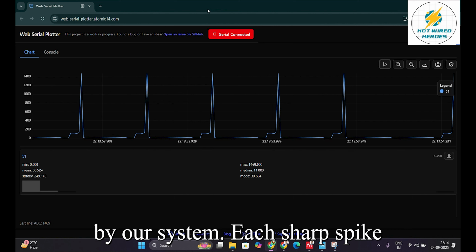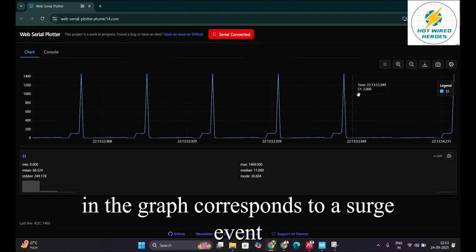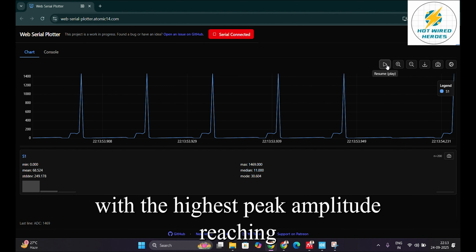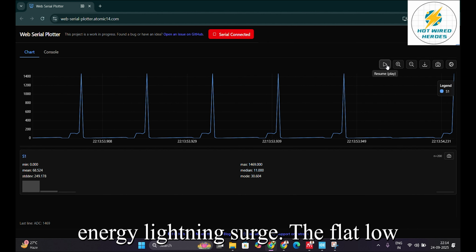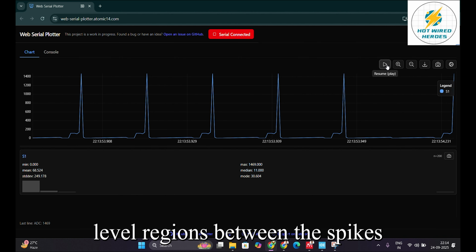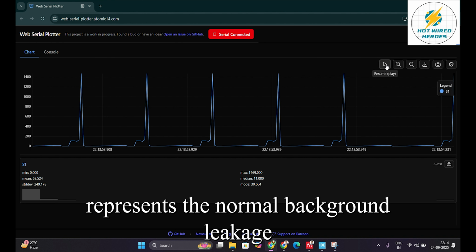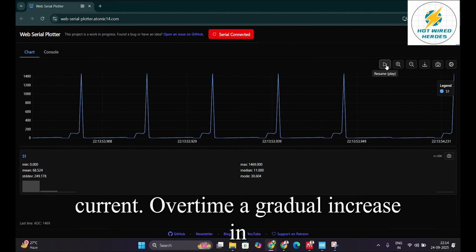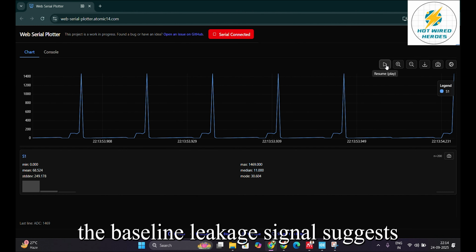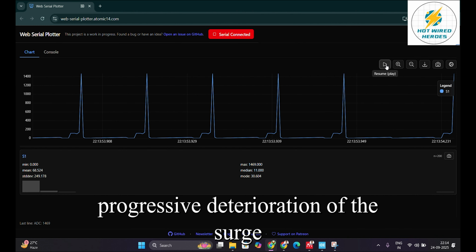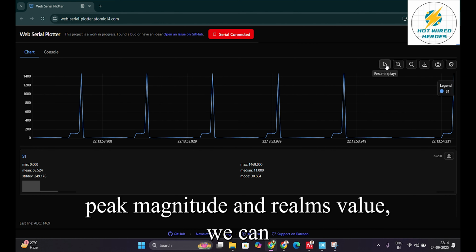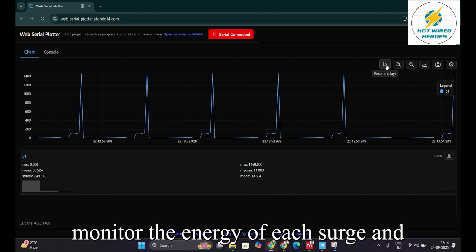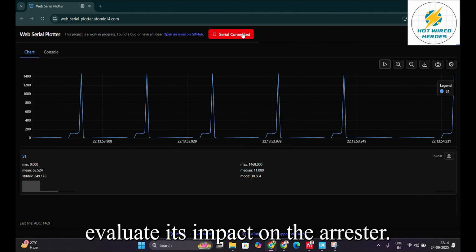Each sharp spike in the graph corresponds to a surge event, with the highest peak amplitude reaching nearly 1469 units, indicating a high-energy lightning surge. The flat low-level regions between the spikes represent the normal background leakage current. Over time, a gradual increase in the baseline leakage signal suggests progressive deterioration of the surge arrestor's insulation. By tracking the peak magnitude and RMS value, we can monitor the energy of each surge and evaluate its impact on the arrestor.